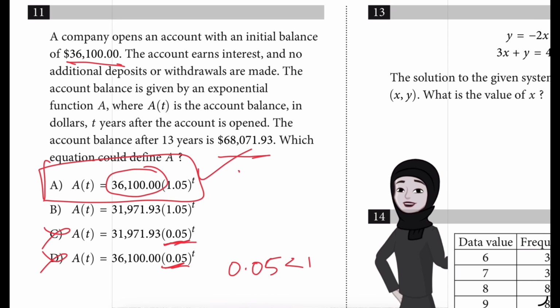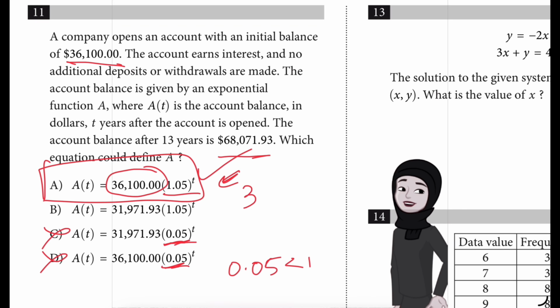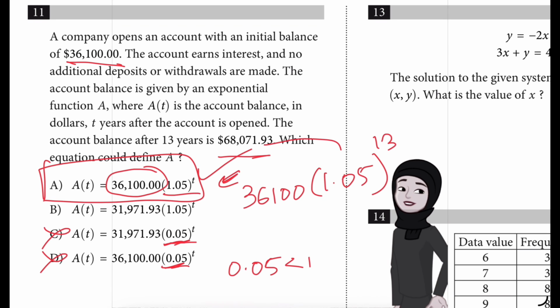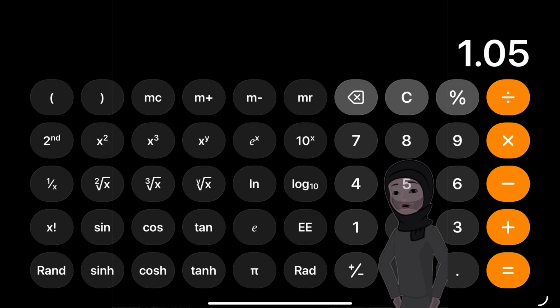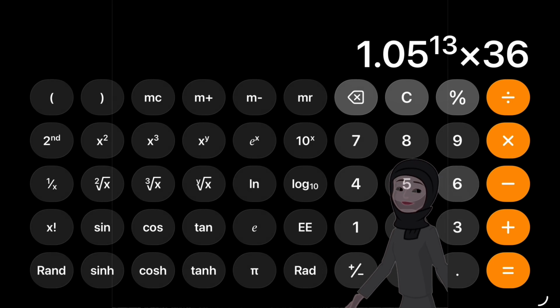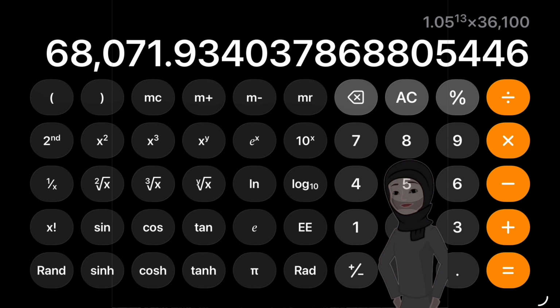And there's another way to check this also. We can take this 36,100, multiply it with 1.05 raised to the power of 13, and see if we are getting the 68,071.93. That we can do on the calculator. So you can clearly see that it has become $68,071.93 after 13 years if we are using answer choice A. So this is one direct way of getting the answer.